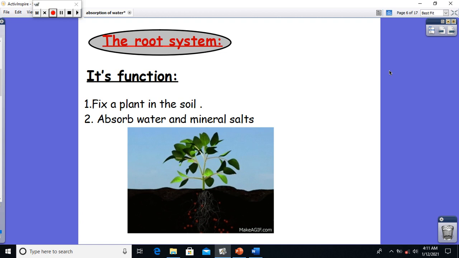In this unit, we will study the root system. The root system is very important for the plant. Do you know why? Yes, because the root system fixes the plant in the soil and also absorbs water and mineral salts from the soil. So if I ask you to give a reason why the root system is very important for the plant: because it fixes the plant in the soil and absorbs water and mineral salts from it.